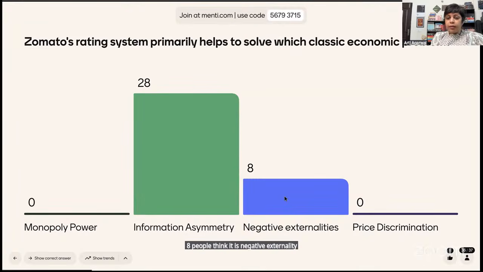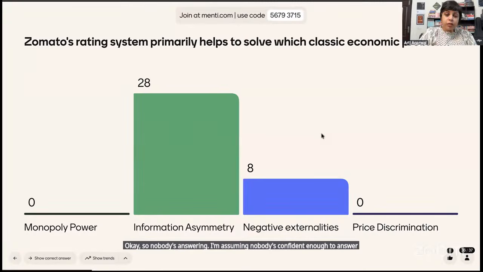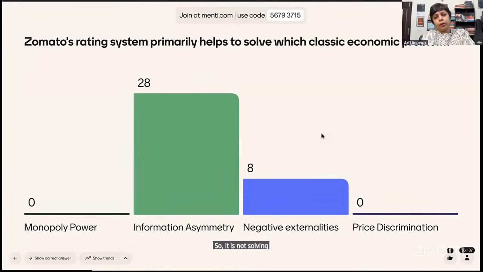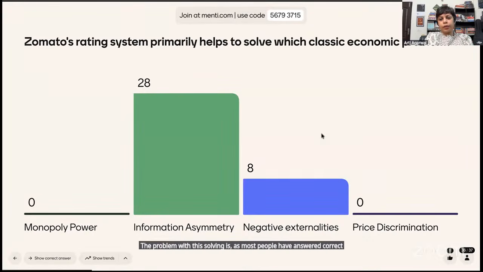So what is the negative externality on Zomato? If there is one, what do you think is the negative externality? Okay, since nobody's answering, I'm assuming nobody's confident enough to answer. So it is not solving a negative externality problem. The problem it is solving is, as most people have answered correctly, information asymmetry.